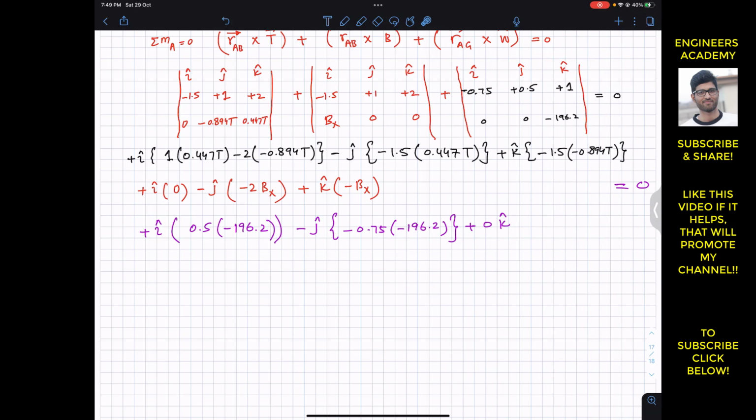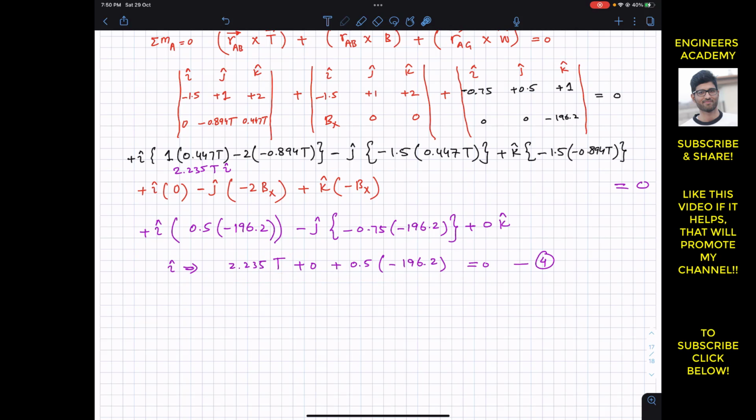So this bracket gives us 2.235 ti. If we add up all the i components of the moment, 2.235t, then 0i, so plus 0, and then plus 0.5 into minus 196.2, and this will be equal to 0. Now this is equation number 4, and from this equation we can directly obtain t, since we have one equation and one unknown.